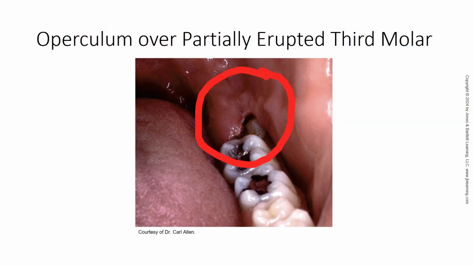Here is an operculum. It's over a partially erupted third molar, and this can cause tissue inflammation, which leads to biofilm retention, and it makes it more difficult to clean. This is also going to be a caries risk because there's going to be so much food and biofilm stuck underneath that pocket that it's very difficult for the patient to clean. And even if they can clean it, they typically won't because the tissue is very sensitive when you try to move it.